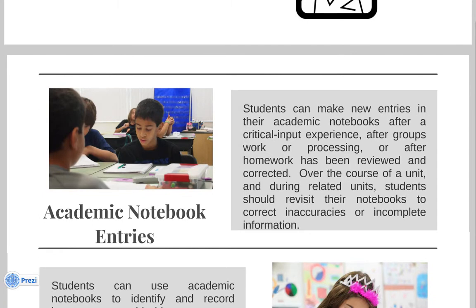In using academic notebook entries, students can make new entries in their academic notebooks after a critical input experience, after group work or processing, or after homework has been reviewed and corrected. Over the course of a unit and during related units, students should revisit their notebooks to correct inaccuracies or incomplete information.